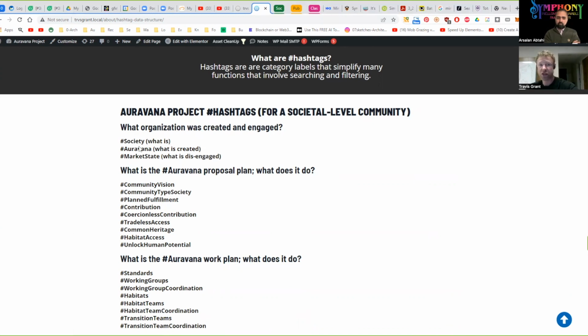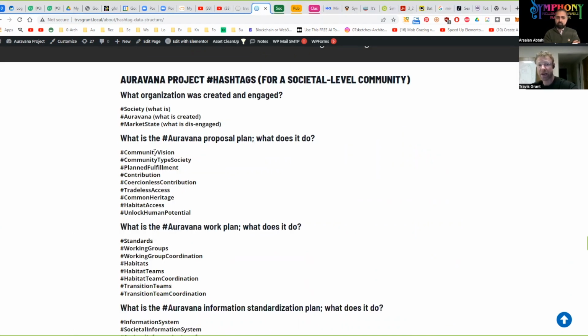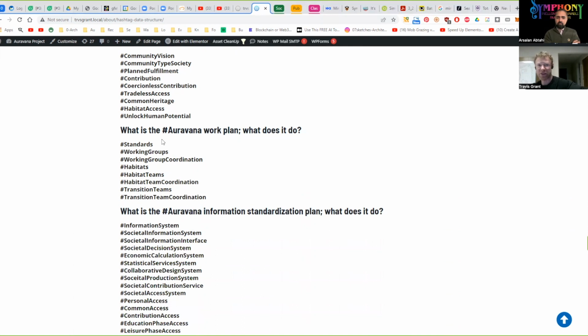So we have an organization, we have Auravana, and then what we are trying to disengage from, the market state. What's the proposal plan? These are hashtags. We have a vision, community type society, plan fulfillment, contribution, coercionless contribution, tradeless access, common heritage, habitat access, unlocking human potential. So these are more directional, orientational concepts. Then we have the work plan. Essentially, we have standards developed by working groups, because that's really how society operates, based upon working groups and people working in the material system in habitats.